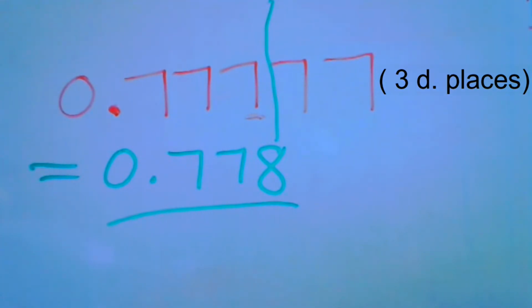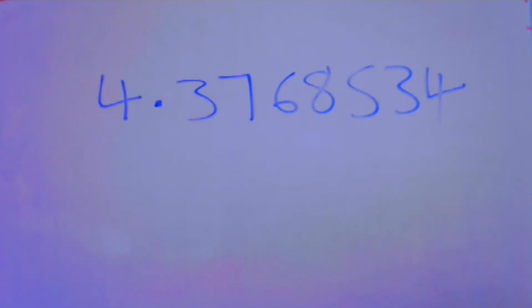And as you notice, the number of decimal places that we are to round off to will determine how our answer will look. So if it's to 3 decimal places, we must have 3 digits after the comma. If it's 2 decimal places, then we must have 2 digits after the comma. Okay, now let's round off this number to 4 decimal places.